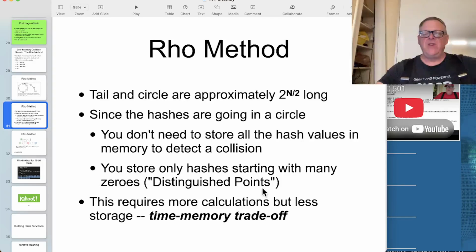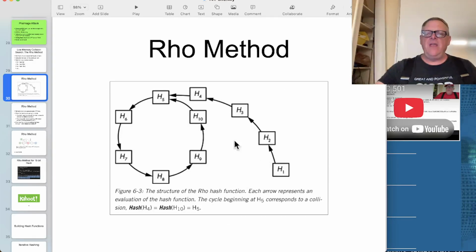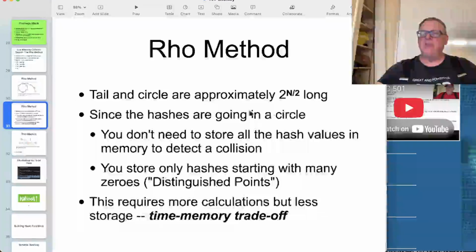So there are ways to do it. Now, with the simple attack, you'd think you have to remember all the hashes and do all the calculations. But what you can do is save just distinguished points. This is the way you do this without using a ridiculous amount of memory. You store only hashes starting with many zeros; you figure out how many zeros are likely to happen, but you only remember some of them.